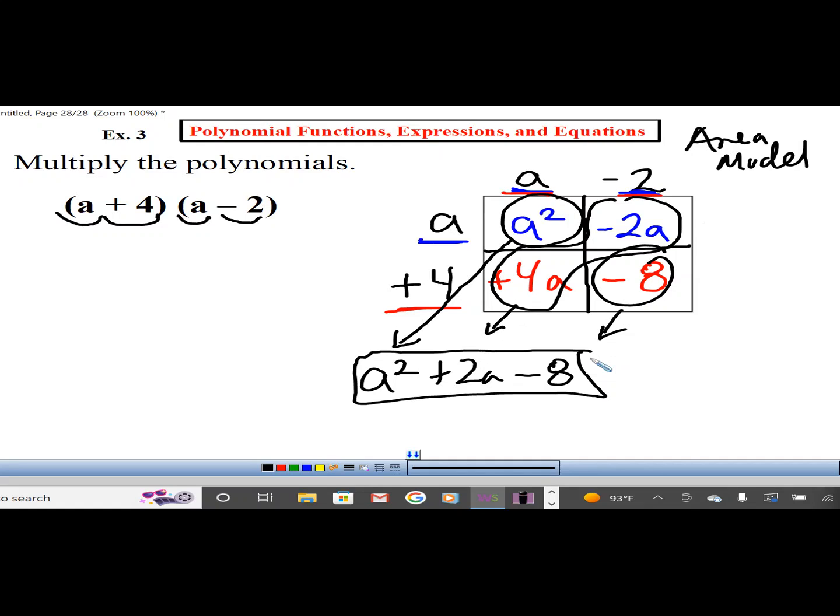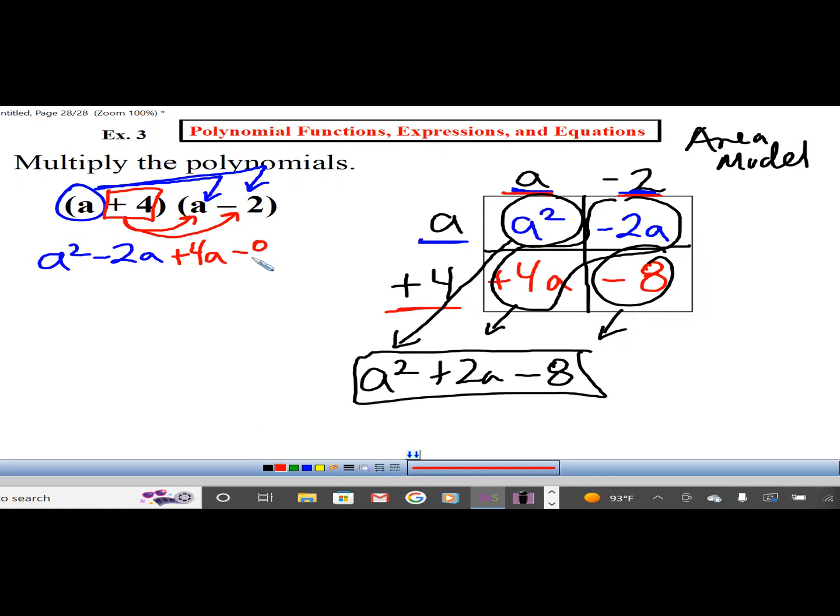But what is the method that you usually did before? Distributive property. So let's go back to the original, and we're going to use distributive property so you can see both methods. I want you to circle the first a, and you're going to distribute to the second binomial, to this one and this one. What is a times a? A to the second. A times negative 2, negative 2a. With red, I'm going to box the second term of the first binomial and distribute. What is 4 times a? Positive 4a. What is 4 times negative 2? Negative 8.